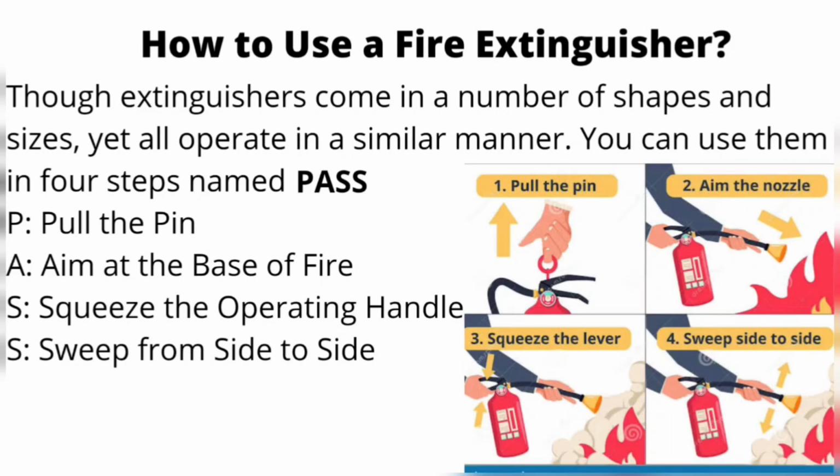How to use a fire extinguisher. Though extinguishers come in a number of shapes and sizes, they all operate in a similar manner. You can use them in 4 steps named PASS. P, pull the pin. A, aim at the base of the fire. S, squeeze the operating handle. S, sweep from side to side.